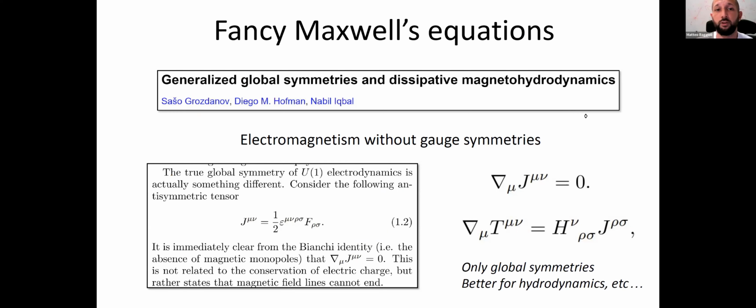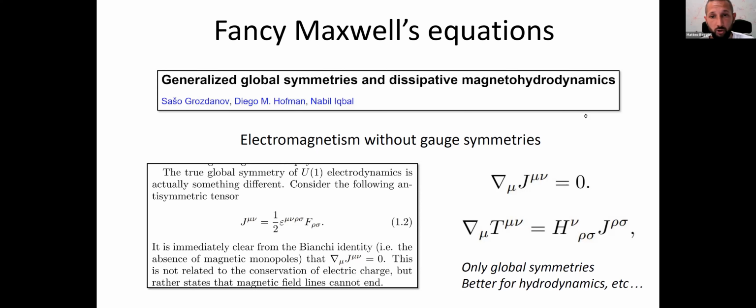In the past year, there was a very interesting paper that tried to rewrite electromagnetism in terms of some novel global symmetries. So what is the point here? The point is that the way we write electromagnetism is based on a gauge symmetry, on a U1 gauge symmetry. This is good from one side, but from the other side, it's quite unsatisfactory because gauge symmetries are not physical, there's nothing there, while global symmetries are. So the question is, can we define electromagnetism just using global symmetries?